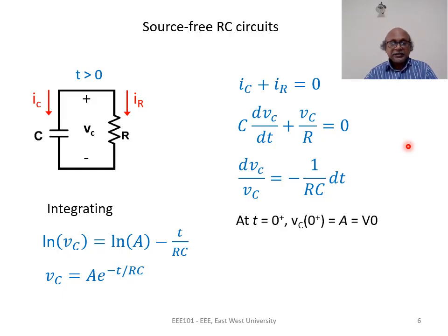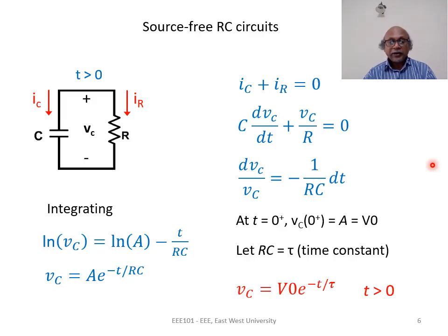In this circuit, C and R are constants. So the product RC is also a constant. It can be shown that the unit of R and C product is seconds in SI system. So this is the time. RC is known as the time constant, and it is represented by the Greek symbol tau. So considering these two, we can write that the capacitor voltage is V naught e to the power minus t by tau for t greater than 0. This is our desired result.